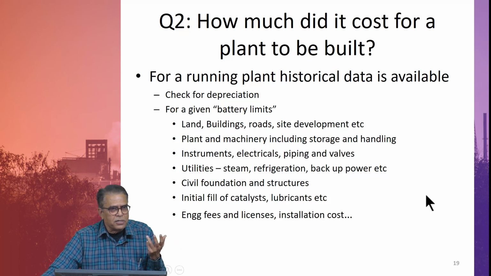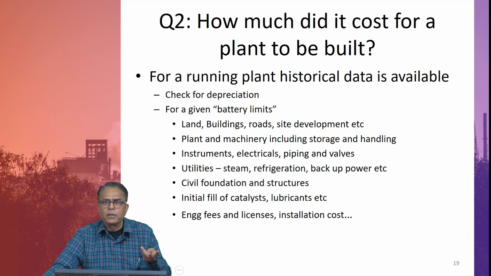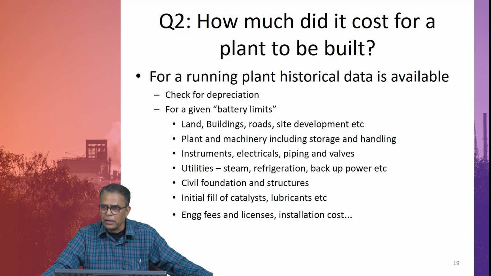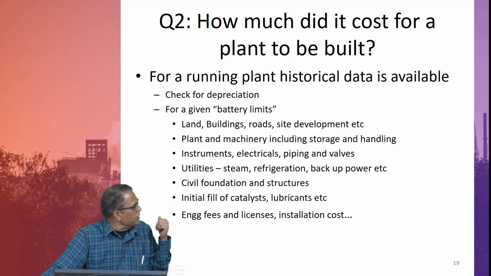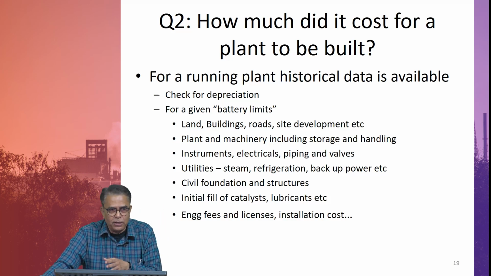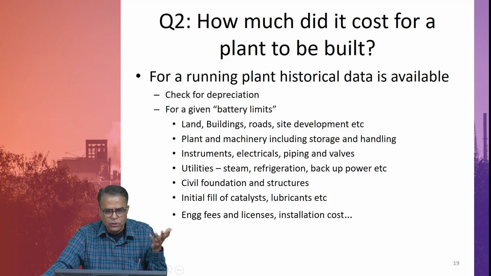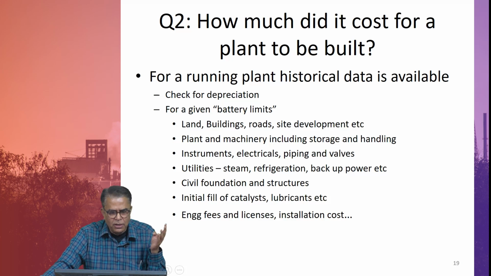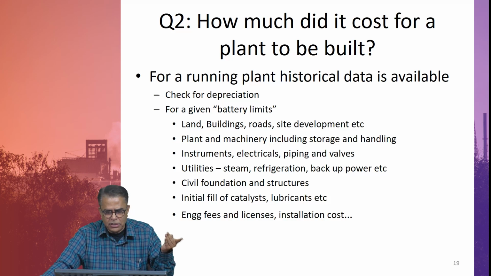Typically the kind of records that will be available will be how much money was spent on land, acquiring land for that, buildings, roads, site developments. You can read the list, it is pretty exhaustive. All that goes into setting up that unit would be captured and presented under some heading or other. The usual headings I have listed down here are the headings which chemical engineers normally use: land, building, roads, site development, etc.